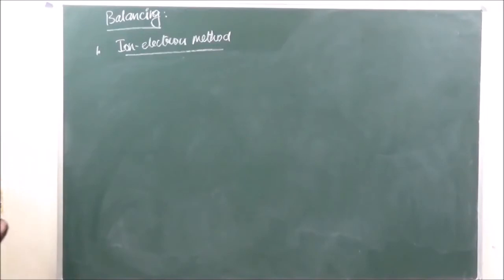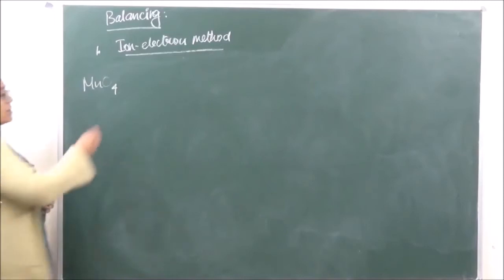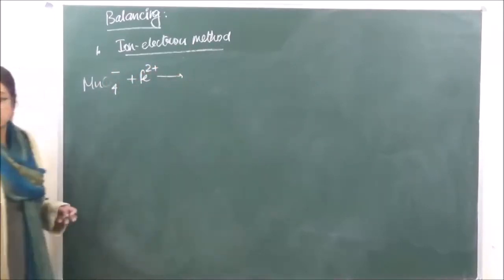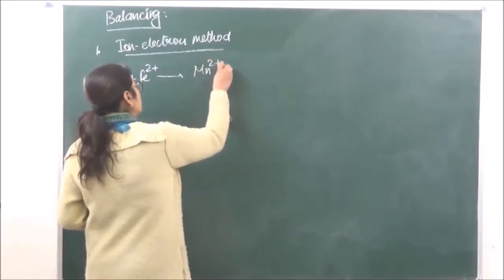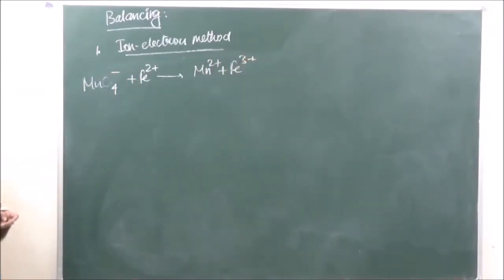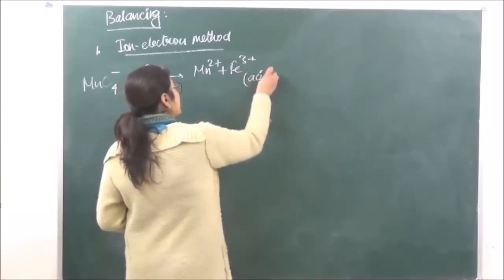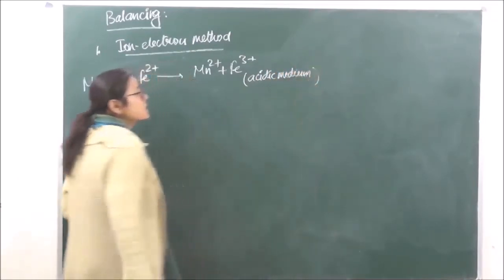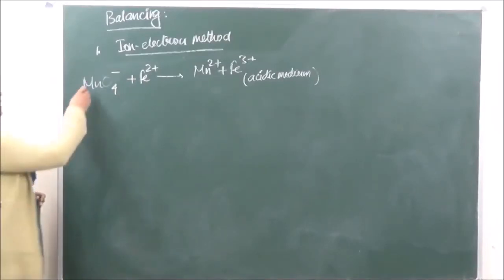The reaction given to us is MnO4 negative plus Fe2 positive to give us Mn2 positive plus Fe3 positive. So over here now we need to balance this equation. In brackets it is written acidic medium. Acidic medium means that addition of H positive ions have to take place. So let's write down the oxidation numbers.